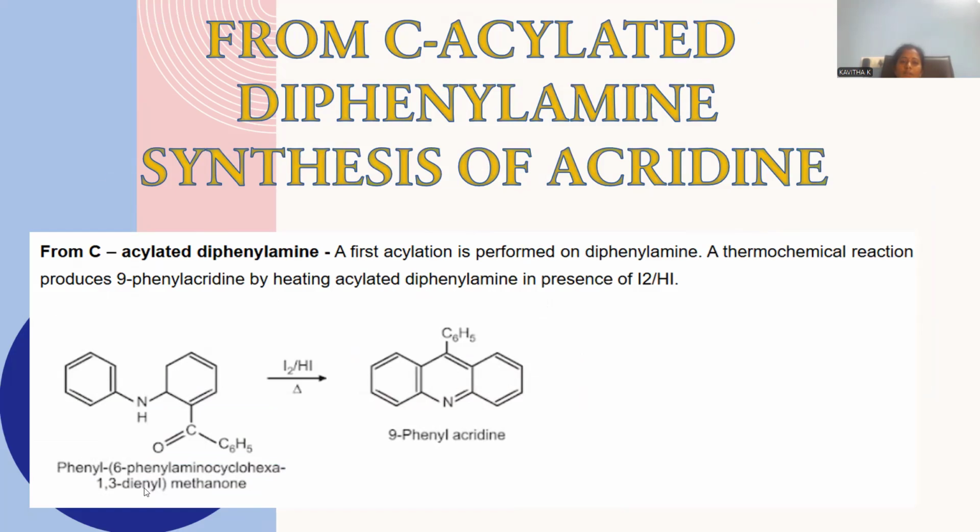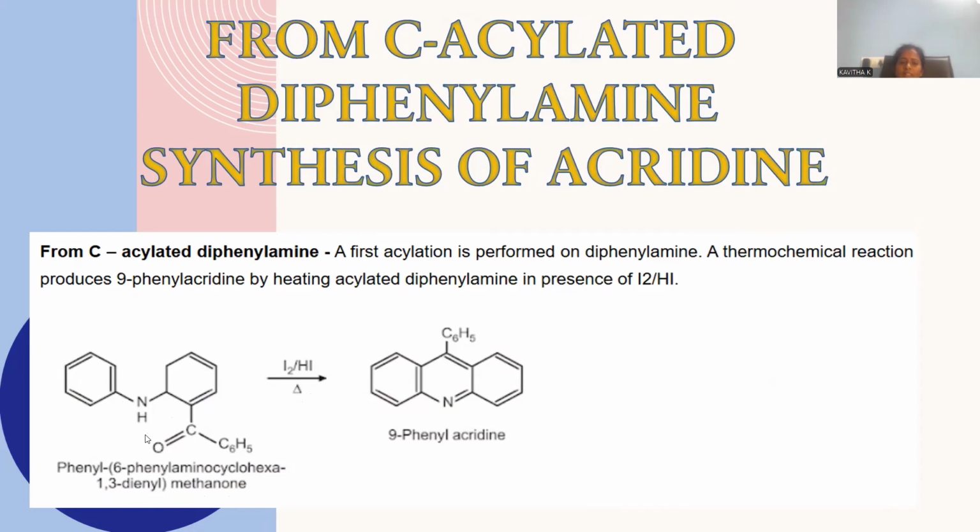Let me go with another methodology for the synthesis. This scheme we have also already observed in that entire schematic of synthetic protocols. Here is the kind of molecule, 6-phenylaminocyclohexadienyl methanone, right? So this one is simply benzoyl diphenylamine. So this is a benzoyl nucleus over this benzene ring, right? This benzoyl is present on benzene, and this is called diphenylamine. Benzoyl diphenylamine is the starting material to be treated with iodine and hydroiodic acid.